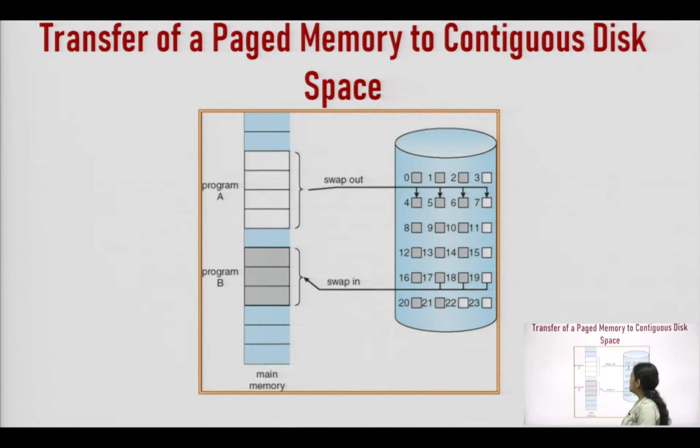Now, this is the transfer of a paged memory to contiguous disk space. We have a program A that has 4 pages. These are swapped out and brought into the backing store. Now, these 3 pages belong to program B, and these 3 are being swapped into the main memory. This is what a swapper, or you can say a pager, does. It swaps the pages in and out of the memory.